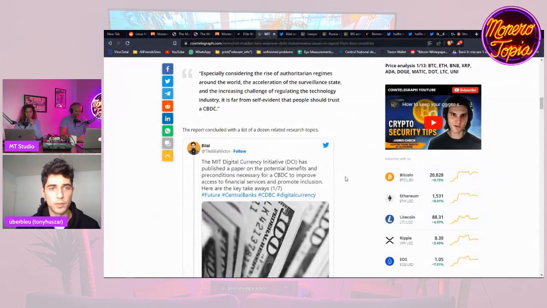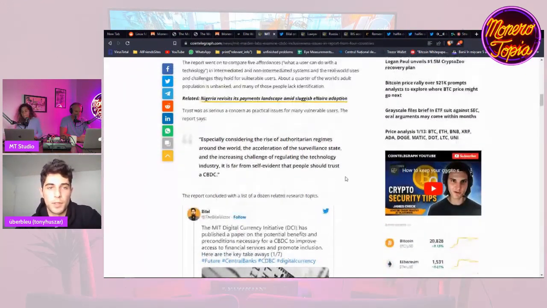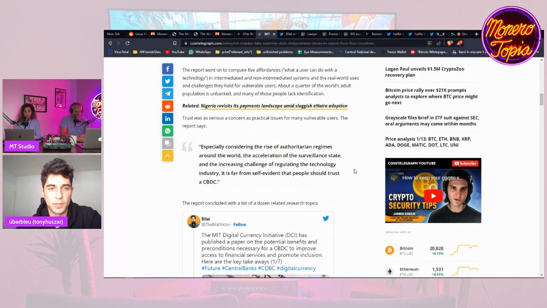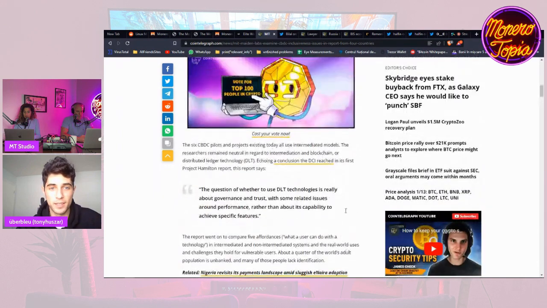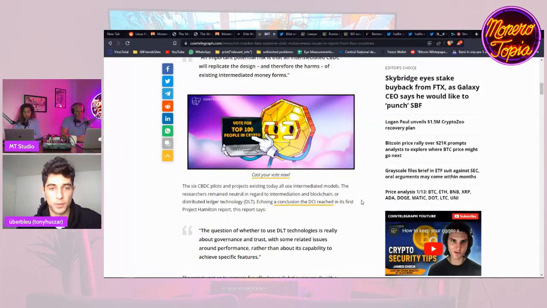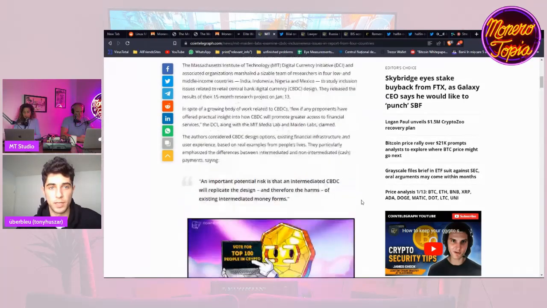But if we go down in the article, there's a quote that I find really interesting. It says, "Especially considering the rise of authoritarian regimes around the world, the acceleration of the surveillance state and the increasing challenge of regulating the technology industry, it is far from self-evident that people should trust a CBDC." So that's up to you if you want to trust the CBDC or not.